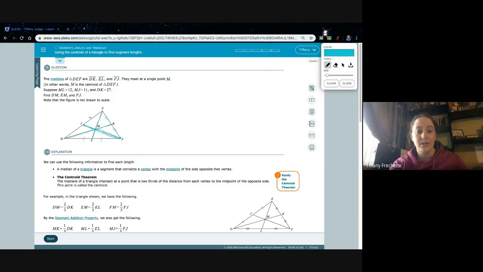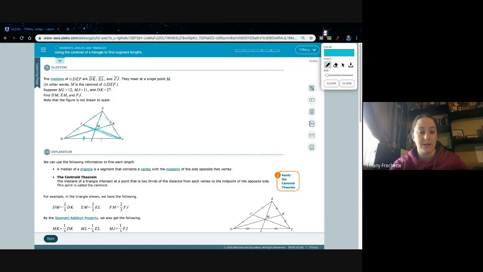So as soon as we hear median, I know that it cut all of these lines in half. And why am I not using the same number of tick marks for each one? Well, if this EL cut the opposite side that it is coming to, DF, in half, then this half, DL, and this half, FL, are the same length. It cut it in half. But that doesn't mean that it's the same as KF. That's not what it means.